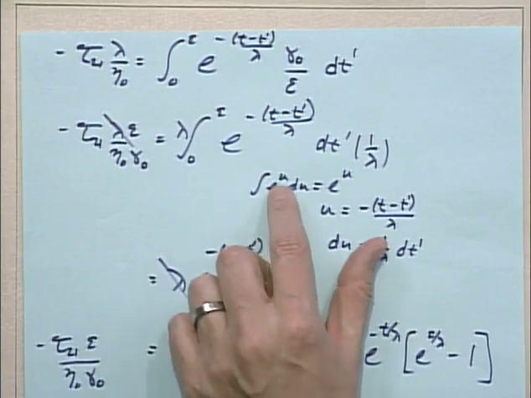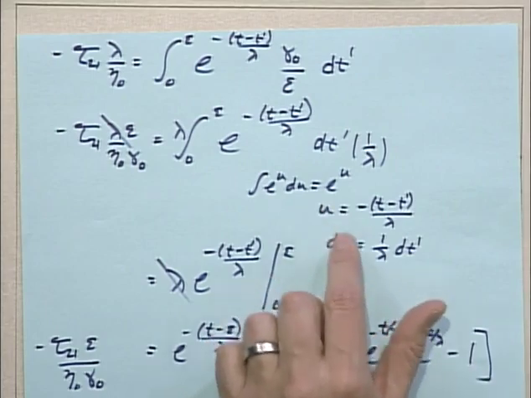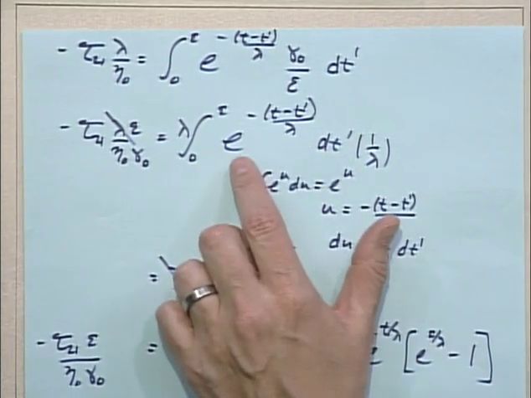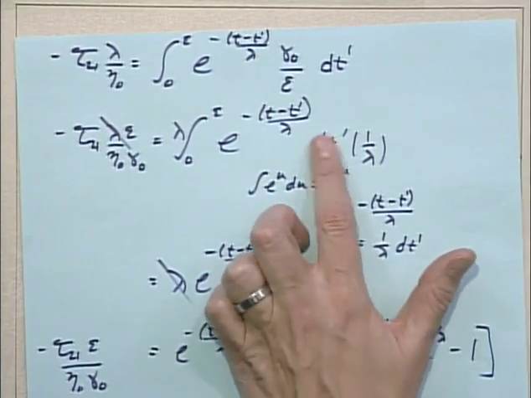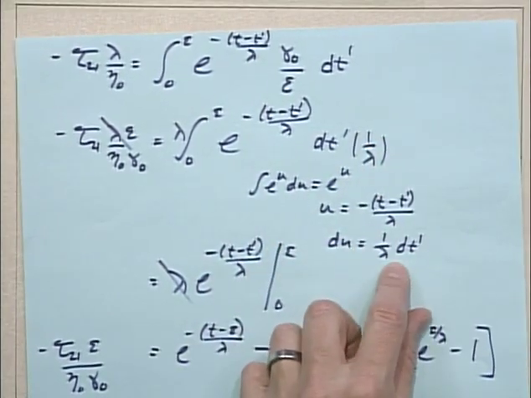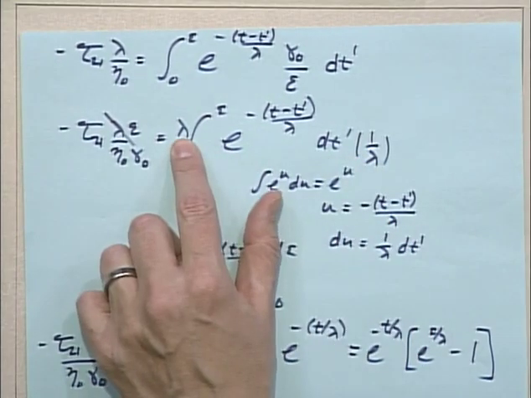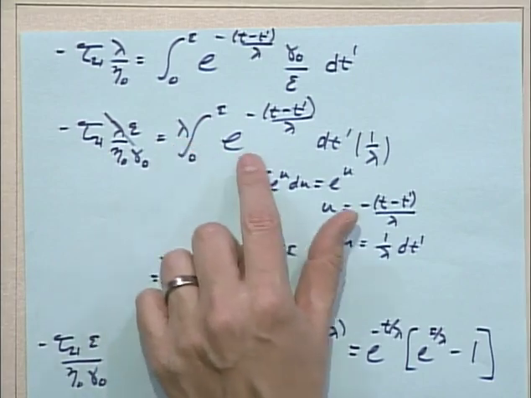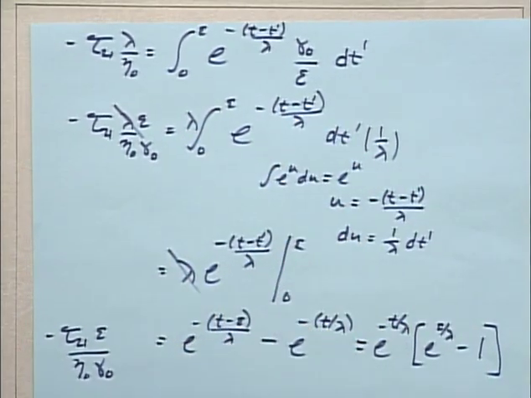So this is like e to the u du. And so I do a little calculation to make sure I don't make mistakes with signs. And it told me that I need to make this look like e to the u du. I have to make this look like du. So du is 1 over lambda dt prime, so I need to multiply by 1 over lambda and divide by 1 over lambda. And now it's e to the u du, so I put that down and then carry out the limits.